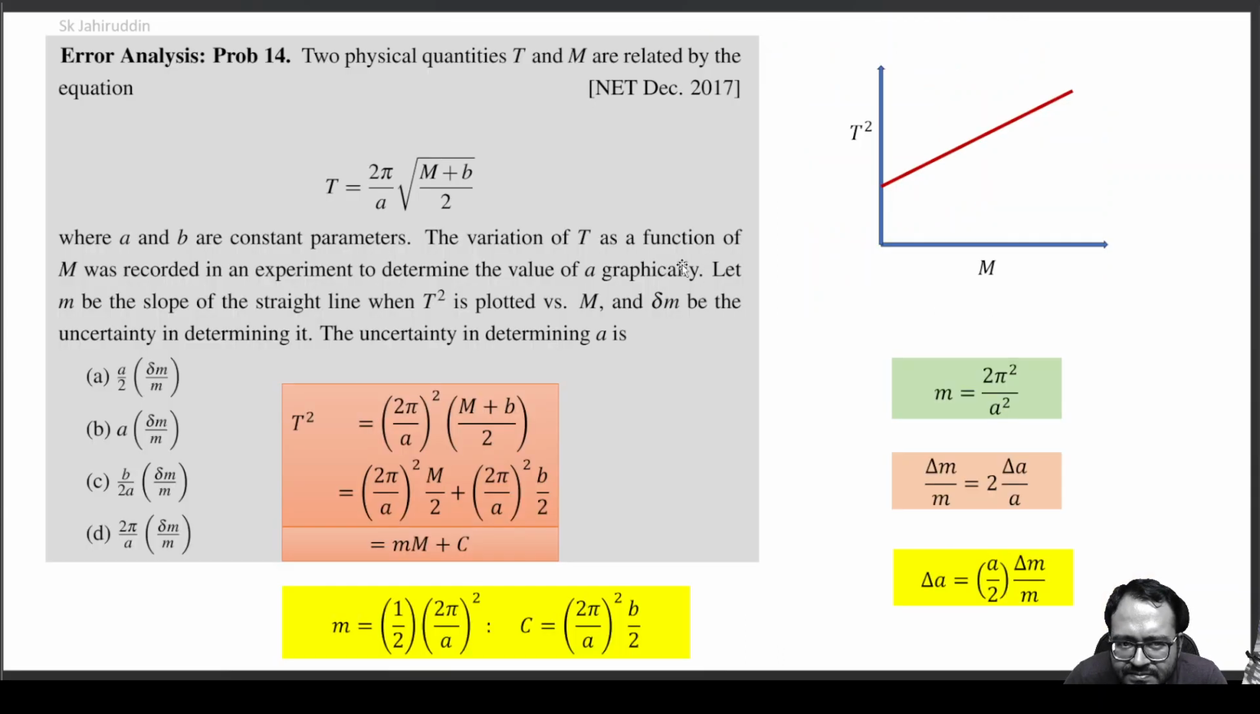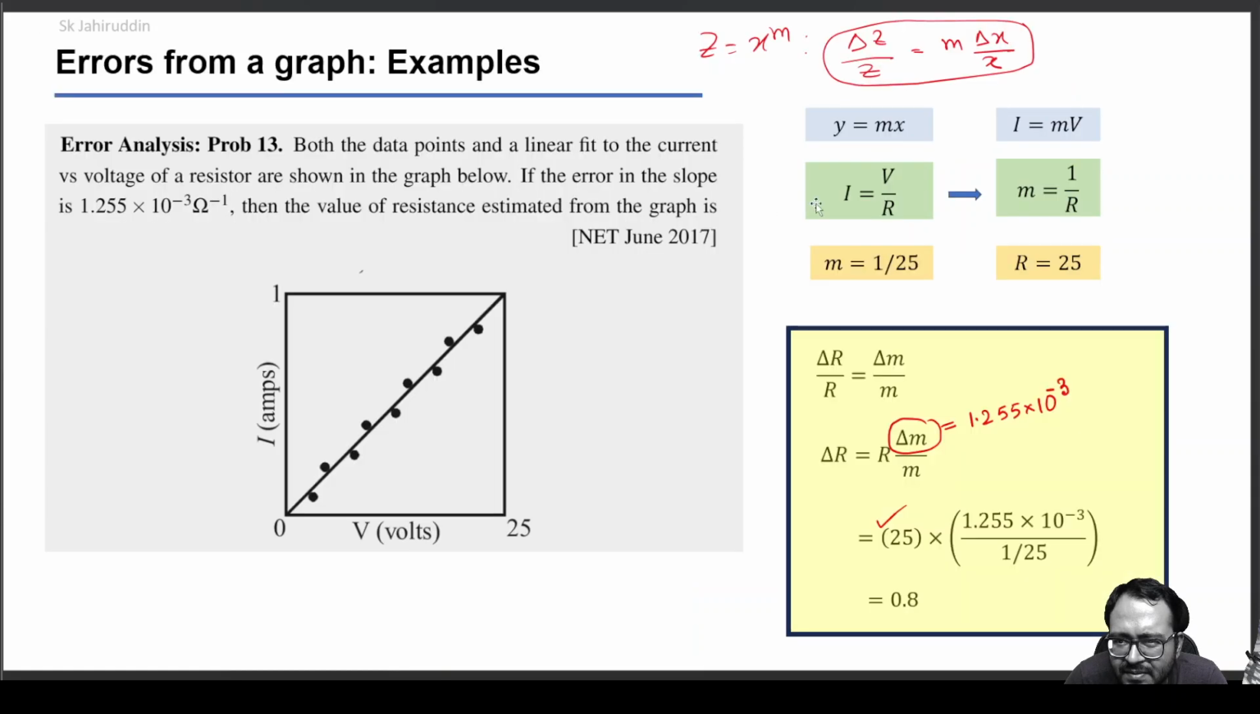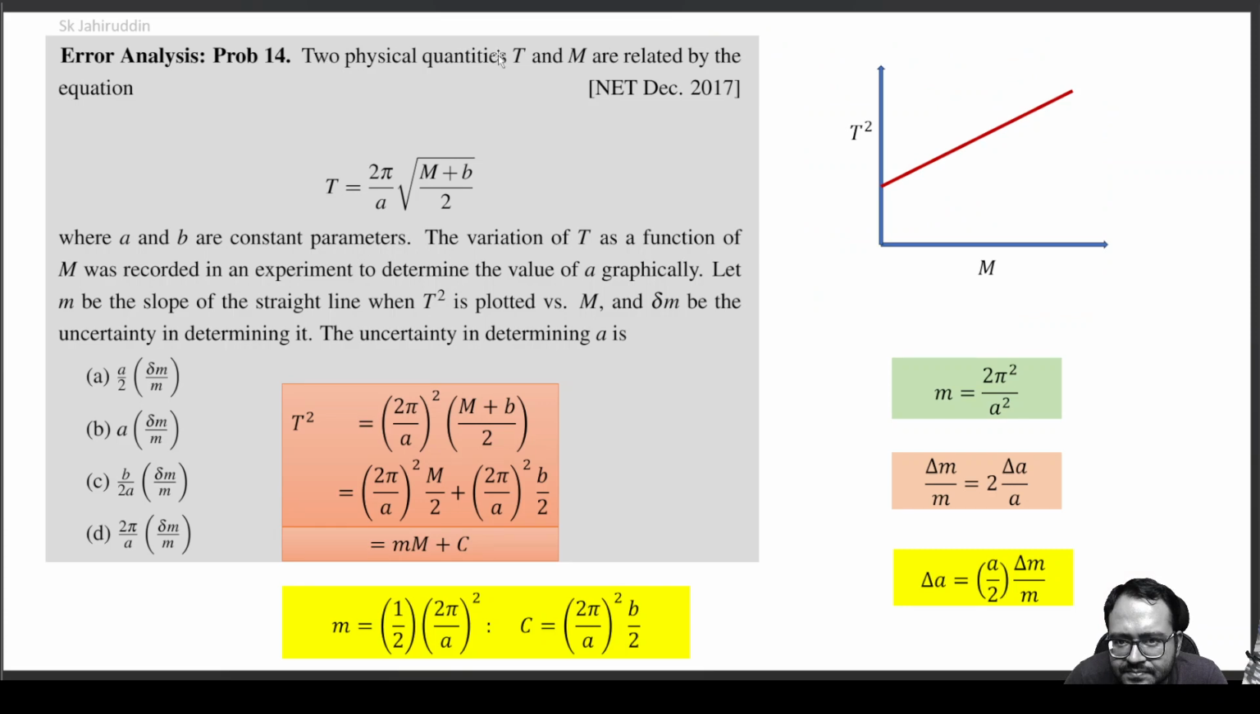Another problem. These are problems asked in previous years' CSIR NET. Two physical quantities T and M are related by the equation T is this. A and B are constant parameters. Variation of T as a function of M was recorded in an experiment to determine the value of A graphically. Let m be the slope of the straight line.